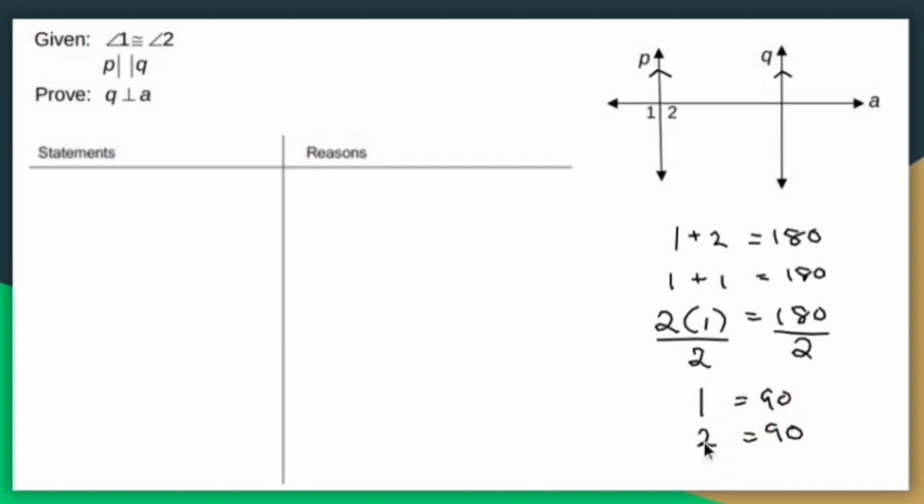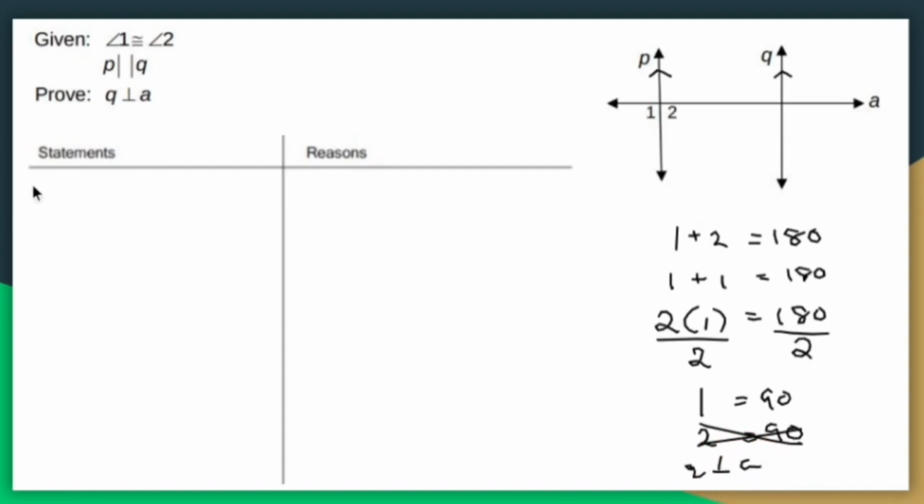Since 1 and 2 are 90, in fact, I don't even need to say the fact that 2 is 90. I could skip that part. Once I know that 1 is 90, I have enough information to finish my proof and say Q is perpendicular to A. So let's set this up using all this information over here.